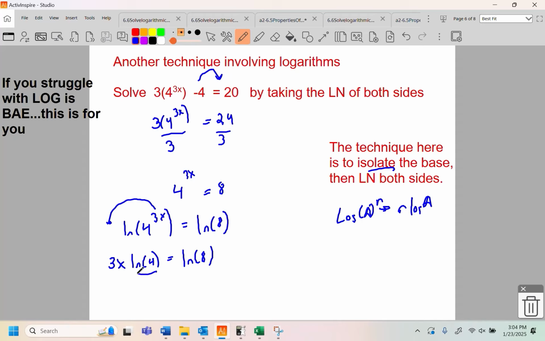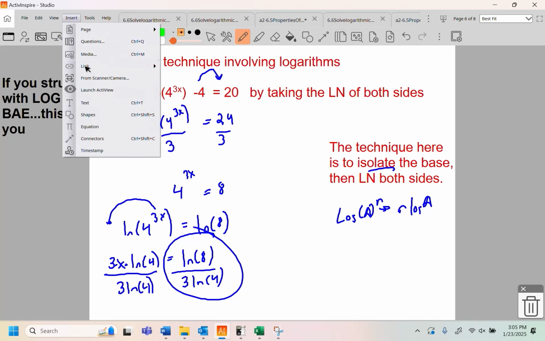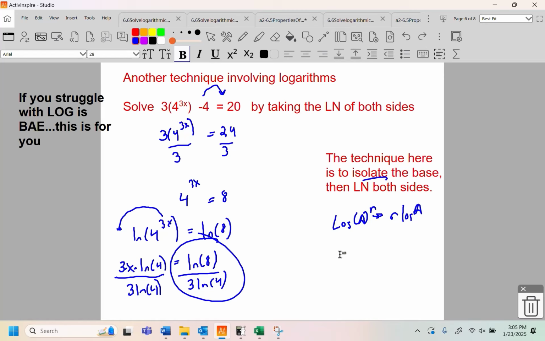Keep playing your isolation game. Both of these pieces were being multiplied by x, so the opposite of multiplication is still division. You divide both sides by 3 natural logs of 4. There's your answer. It is one of my favorite techniques with logarithms. 99 out of 100 times, it is the easiest way to do a problem, and I mean that. I don't even know if I get to show you anything in Algebra 2 where it's not one of those cases, but 99 in 100 times, it's the easiest way to solve a log. It really, really is. So if log is bay is a struggle, this is your winner chicken dinner.